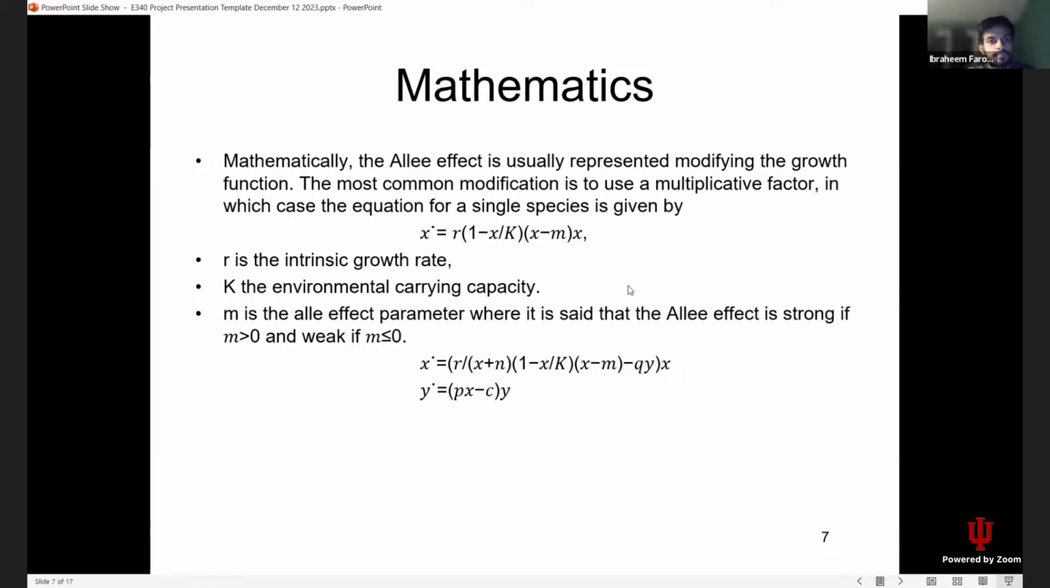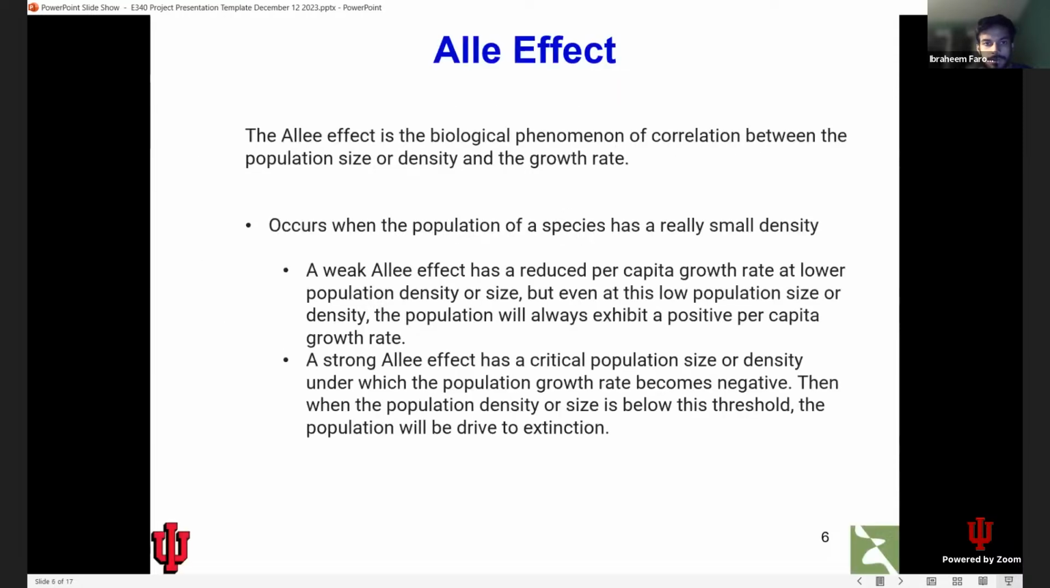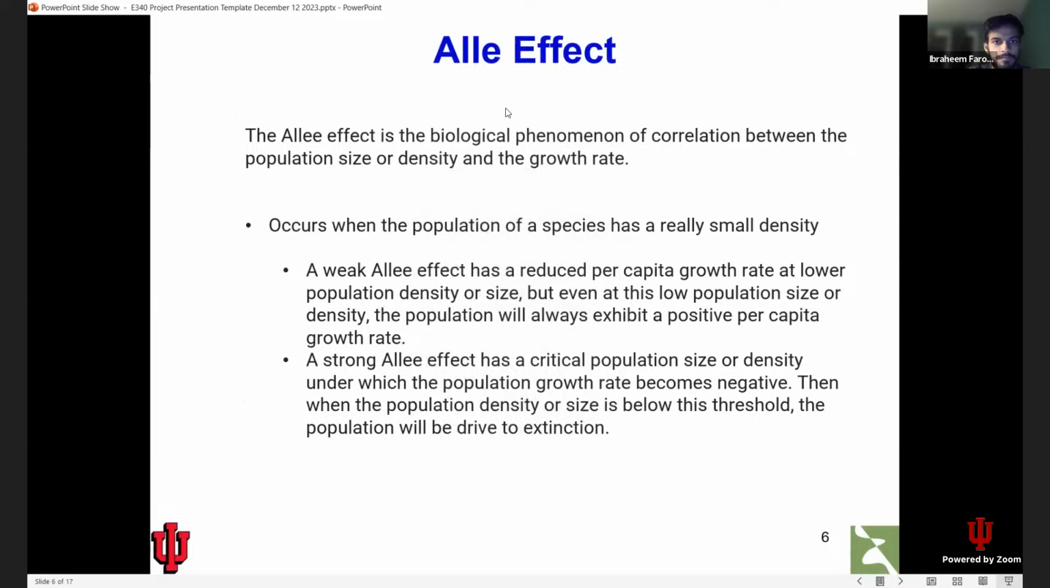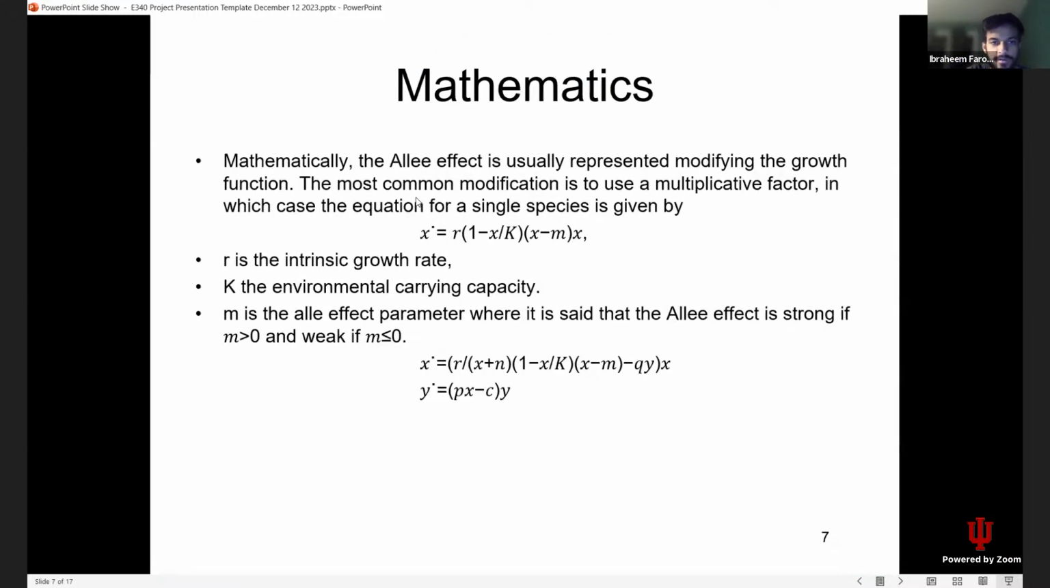Okay, so just some of the mathematics for this. The Allee effect is represented by modifying the growth function of the Lotka-Volterra model, which, we recall, is this portion. This is the growth of the prey. You do that with this type of equation, which is dependent on the intrinsic growth rate and the carrying capacity of the system, and also this m. And this m is the Allee effect coefficient.